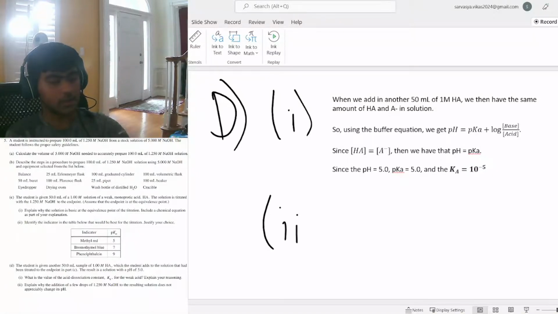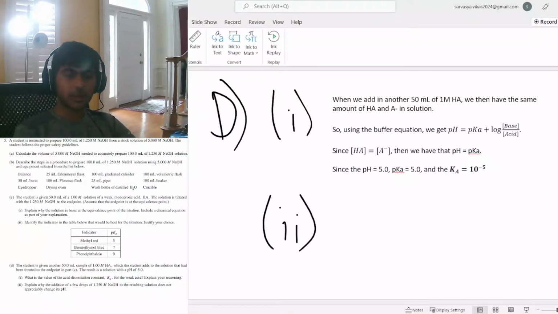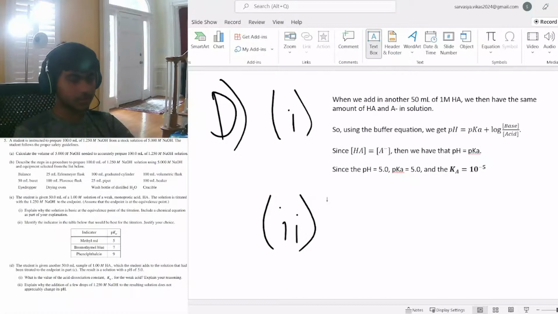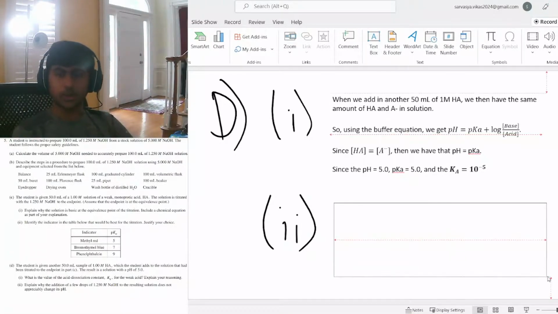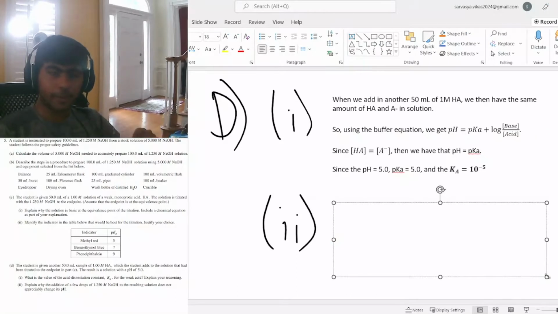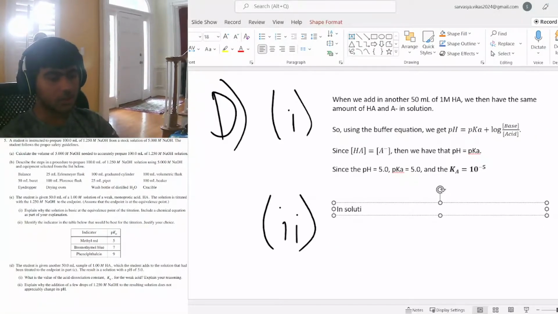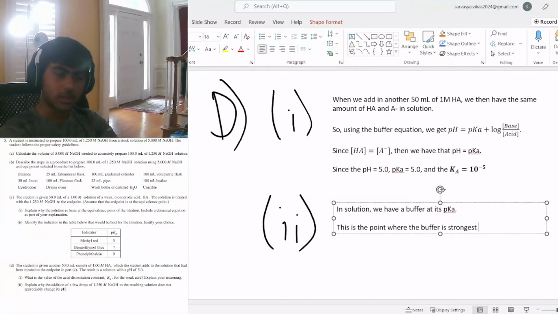We're going to explain why the addition of a few drops of the sodium hydroxide to the resulting solution does not appreciably change its pH. Alright, let's see what we can do about this question. Well, we have a buffer, right? In solution, we have a buffer at its pKa. Well, what does that mean? That means this is the point where the buffer is strongest, right? Since it has the 1-to-1 ratio of acid and conjugate base.